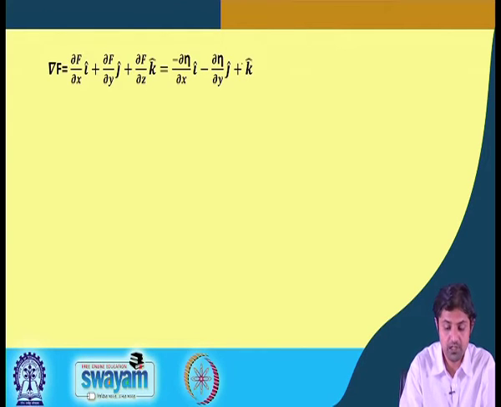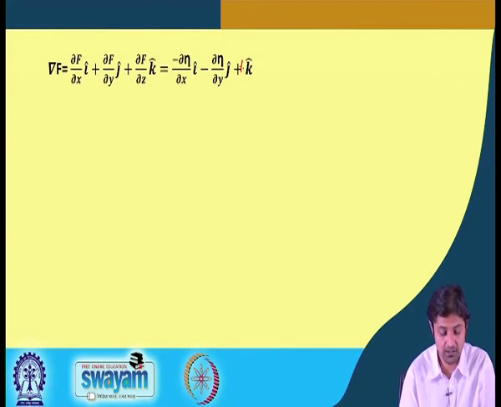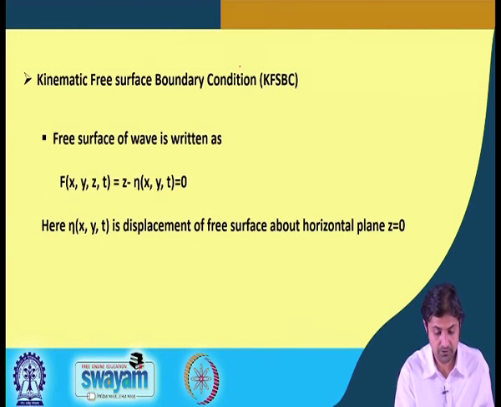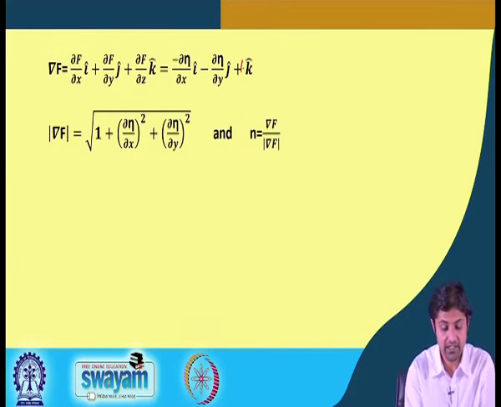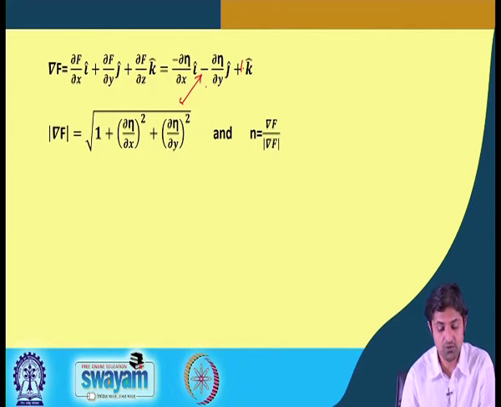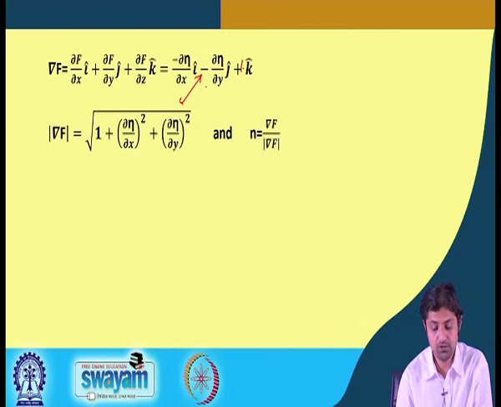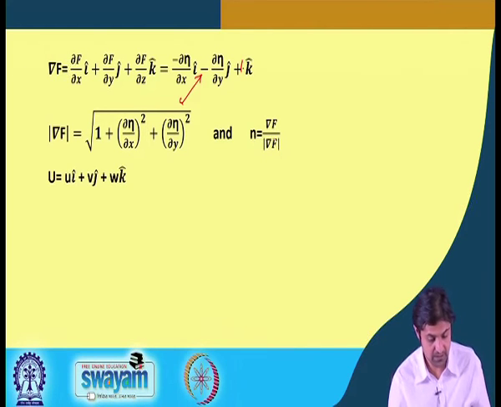It will be 1 dot k cap because we had the term z alone here. And modulus of delta f, if we take the modulus, it will be square root of 1 plus delta eta by delta x whole square plus delta eta by delta y whole square, and the unit normal vector will be delta f by modulus of delta f.